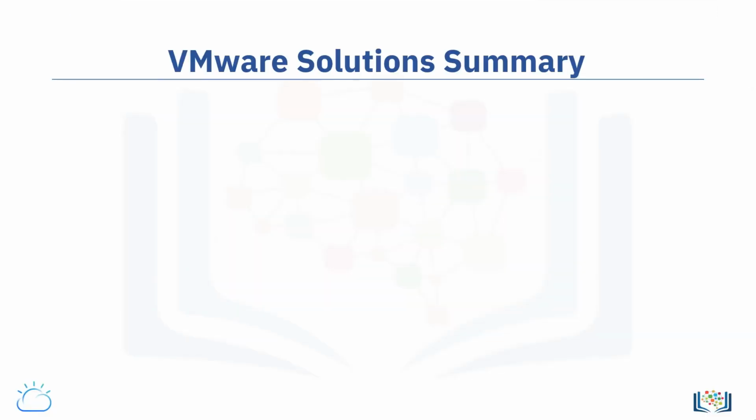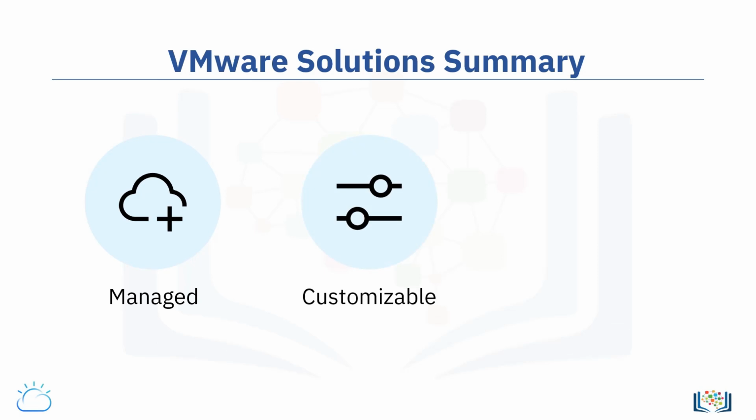Let's summarize what we've learned. IBM Cloud offers managed VMware solutions, both dedicated and shared versions. VMware-based solutions are very customizable. You can choose between different VMware-based components, bringing your own license. They're also highly automated. Last up, we have integration. VMware-based solutions have integration with many third-party plugins like Zerto and Veeam.